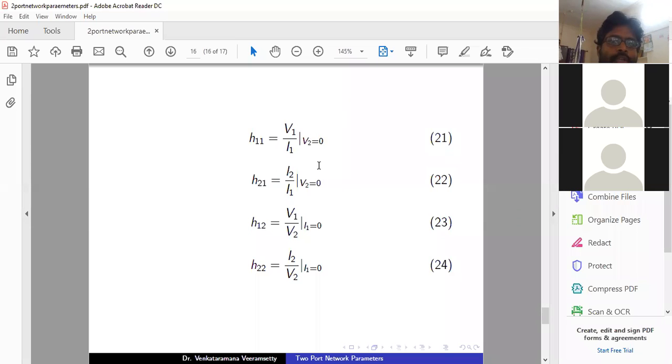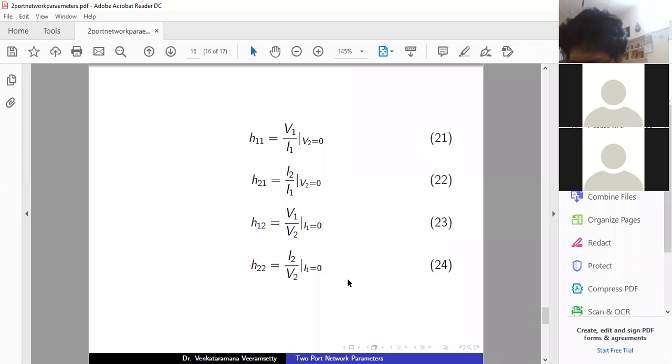So making V2 equal to 0 means you have to short circuit the second port. Similarly, we are able to calculate H12 and H22 by making I1 equal to 0, that means by opening the first port, and take the ratio between V1 and V2 for calculating H12, and the ratio between I2 and V2 for calculating H22. So this is the summary for calculating the hybrid parameters or H parameters of any given two-port network.